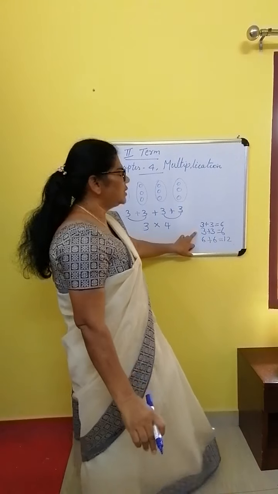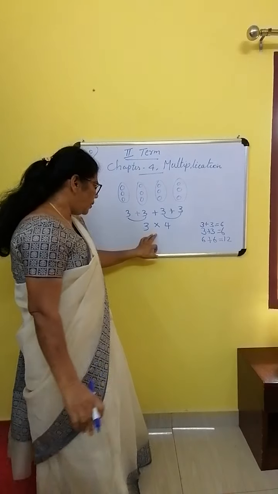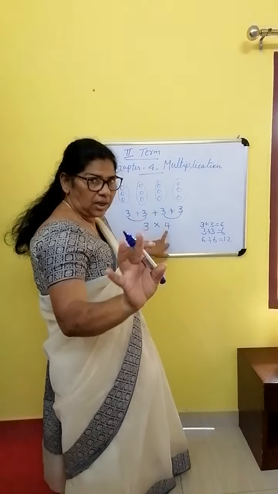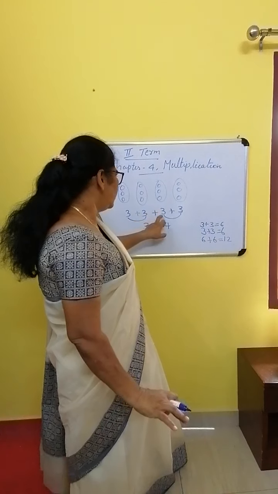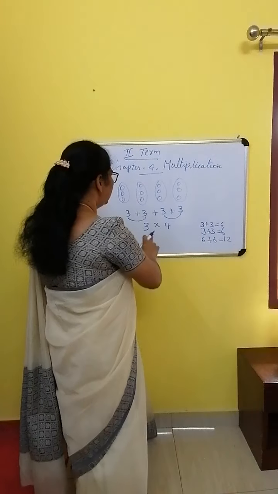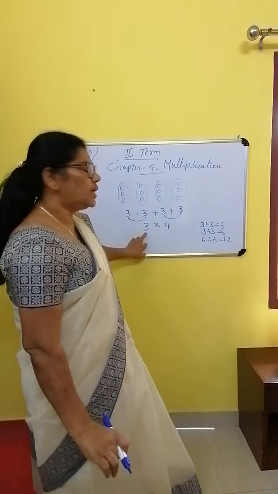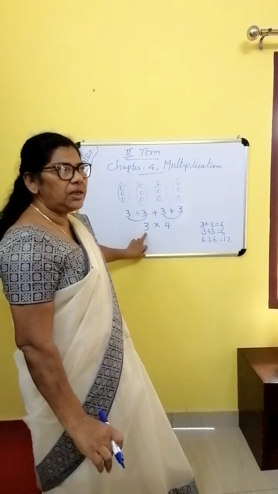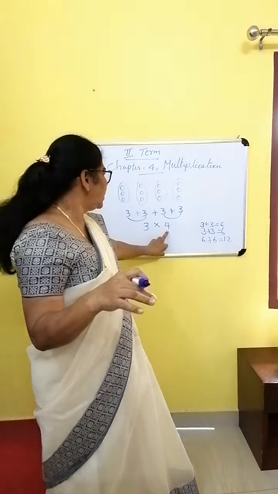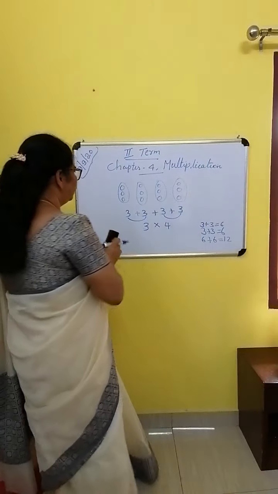Instead of adding all these numbers many times, we can multiply. How many 3's are there? 4 3's are there. 1, 2, 3, 4. 3 is repeated 4 times. So we can write 3 into 4. The number given is written first. How many times it is repeated is written second, in the second place. Understood?